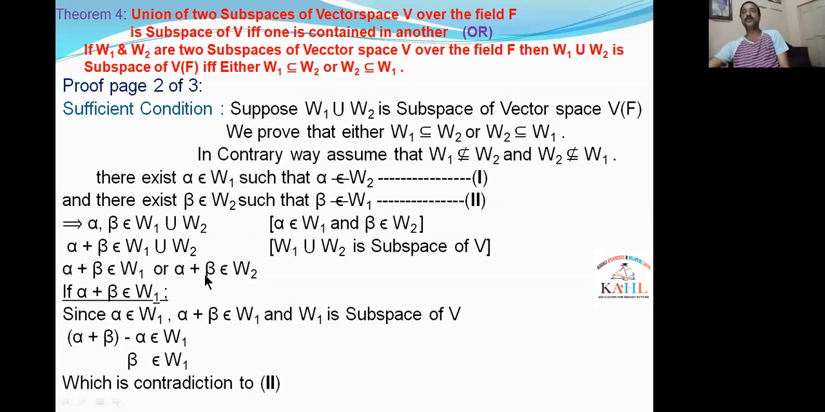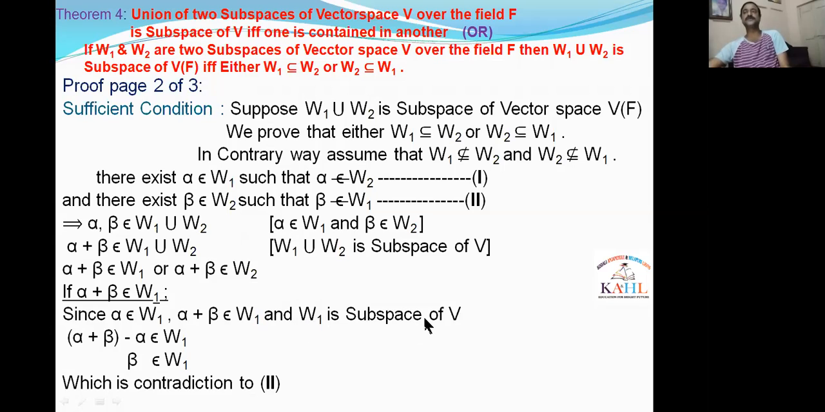In that contrary way, we got two ways. We have to prove these two ways are wrong. First, I am taking this way, that is alpha plus beta belongs to W1. We know that alpha belongs to W1. Students, kindly follow the cursor. Alpha belongs to W1, and alpha plus beta belongs to W1.